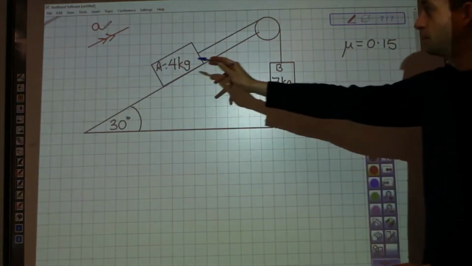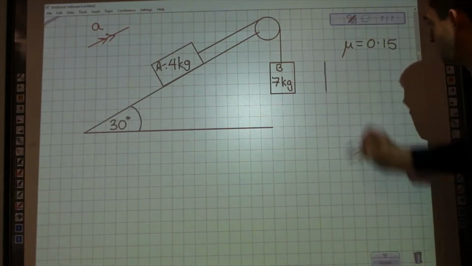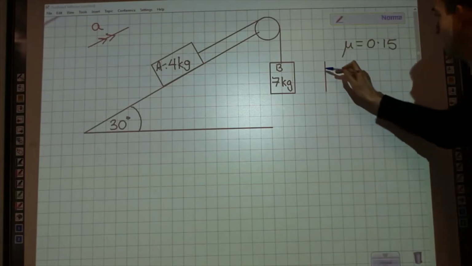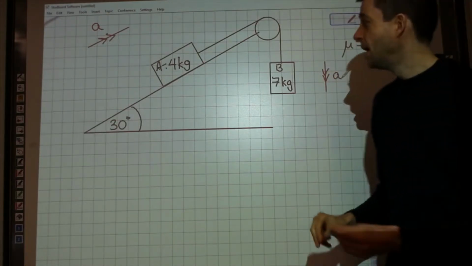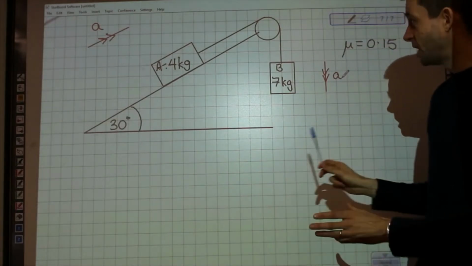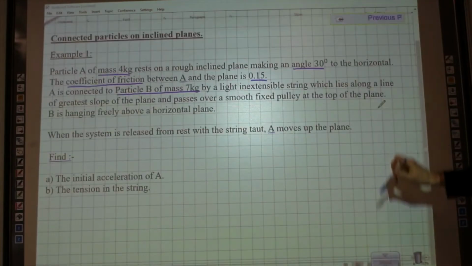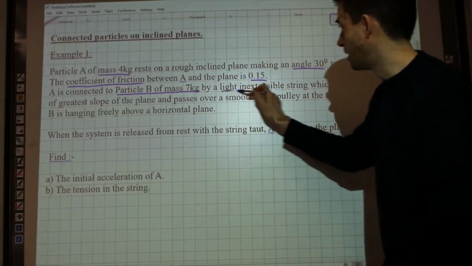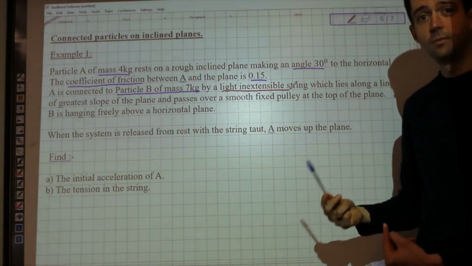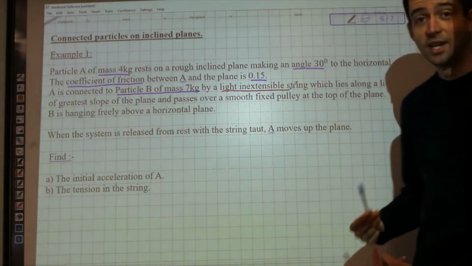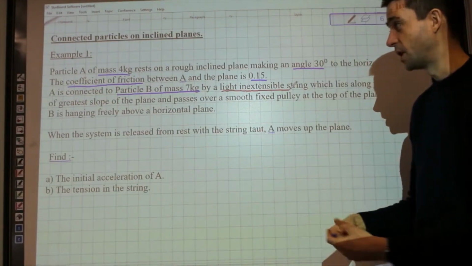If particle A is moving up the plane, then clearly particle B must be moving down, so I will label that same acceleration as well. So these two particles are going to move with the same acceleration, and we can assume that because we were told in the example that the string is light and inextensible. So light and inextensible string means that those two particles are going to accelerate at the same rate as each other. That's one of the modelling assumptions that we're often asked about at the end of these questions.